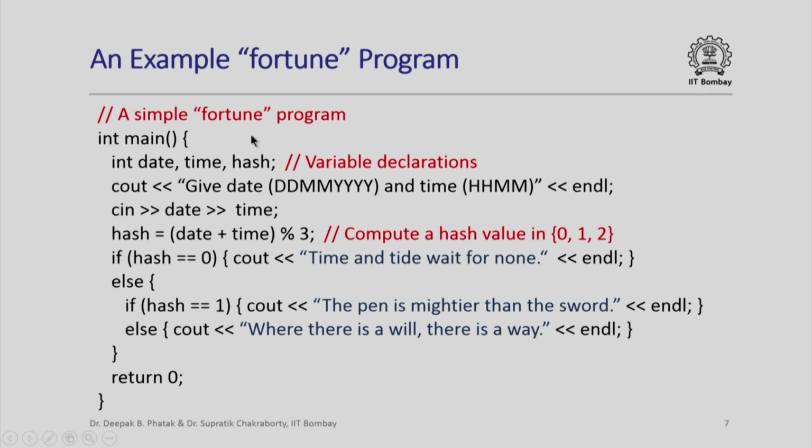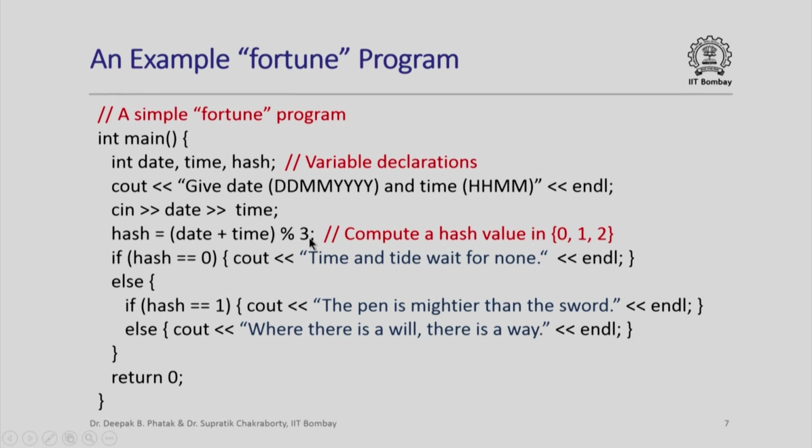Here is how we might want to write a C++ program that implements the same flowchart. Here we have 3 integer variables, and then we print out this message asking for the date in date, month, year format and the time in hour and minutes format. We read date and time as integers, and then we compute a value between 0 and 2 using the values of date and time. This is just a simple way of computing this value. This is not a very sophisticated way of computing a value in 0, 1, 2 from date and time, but this suffices for our purposes.